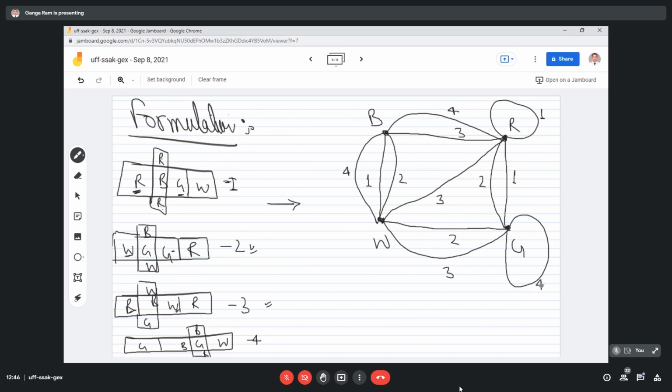Okay, so this is the formulation of the problem. It means our physical problem is formulated into a graph theory problem. Is it clear?